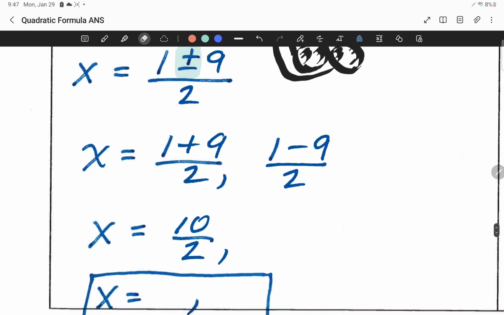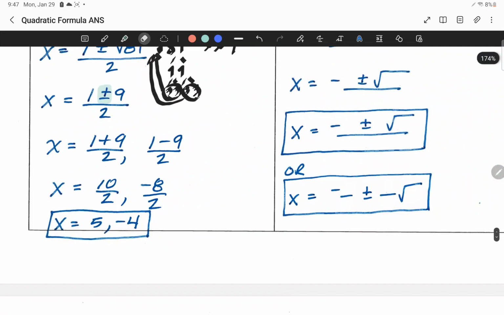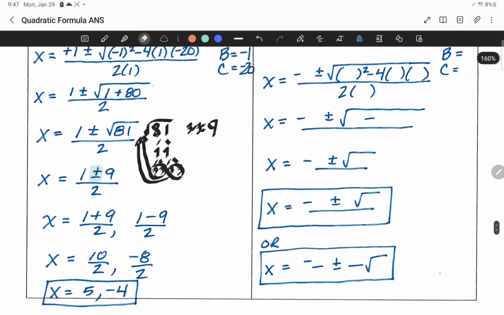The other one's going to be negative 1, or 1 minus 9 over 2 is going to give me negative 8 over 2. Now, once we divide the two fractions and we simplify, we're going to get 5, and we're going to get negative 4. So that's exactly where my graph is touching the x-axis.